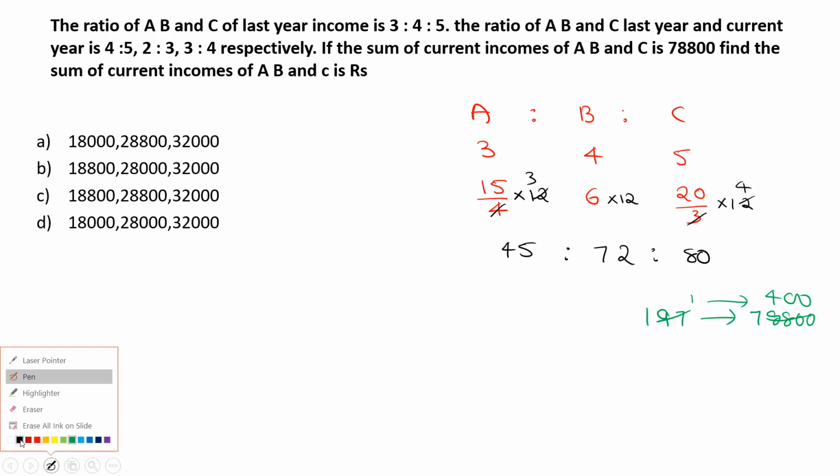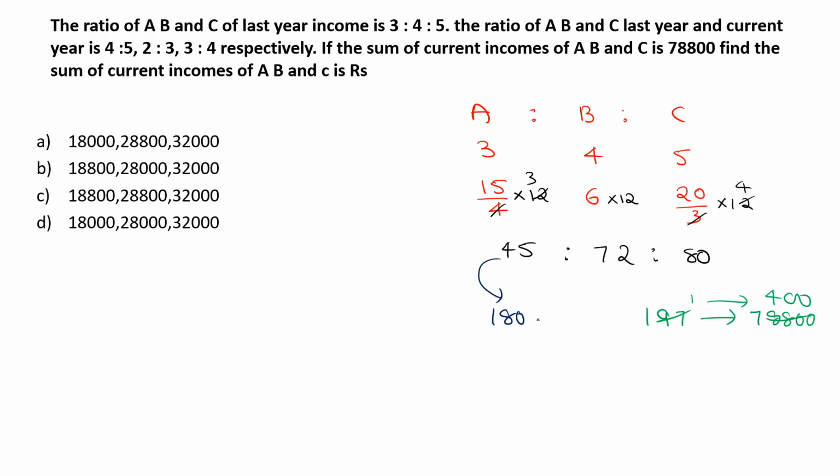From that value of 1 unit, we can easily say that the value of 45 would be 400 times of 45, that is 18000. The value of 72 would be 400 times of 72, that is 28800, and the value of 80 units would be 400 times of 80, that is 32000.